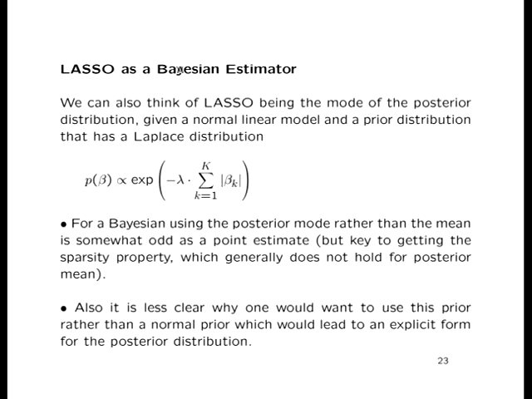Another attractive feature of Lasso is that it has an interpretation in terms of a Bayesian analysis. If you start with a prior distribution for the betas that has a Laplace distribution, and you focus on the posterior mode, then you would get the lasso estimates. From a Bayesian perspective, using the posterior mode is a somewhat odd thing, but that is key here to getting the sparsity property, that a lot of these estimates are exactly equal to 0.